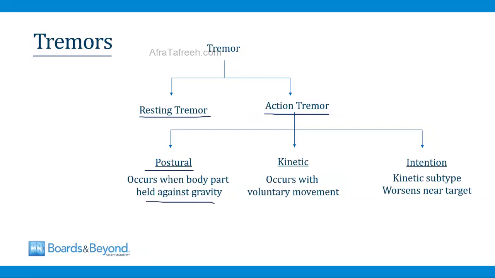So the classic example of this is a tremor of the hand that occurs when you hold the hand straight out in space. But when you rest the hand against the side, it goes away. That's a postural tremor. Kinetic tremors are tremors that occur with voluntary movement, and the most important form of kinetic tremor is an intention tremor. This is a subtype of a kinetic tremor, and it's called intention because it usually involves the hand, and as the hand approaches its intended target, the tremor gets worse.